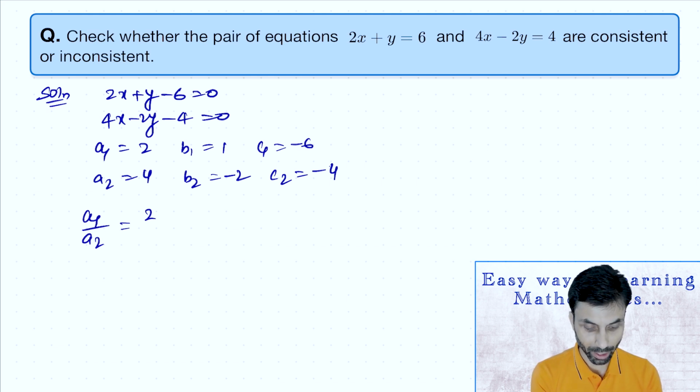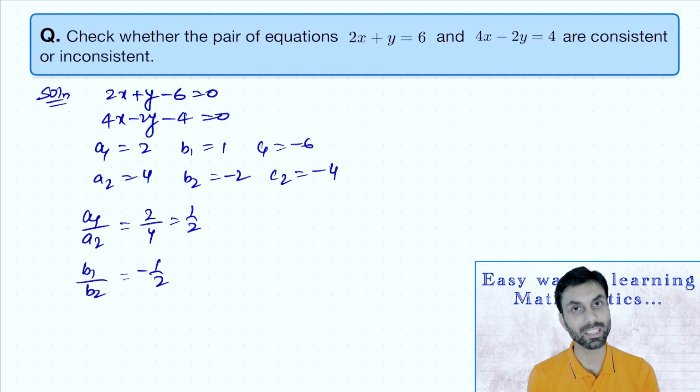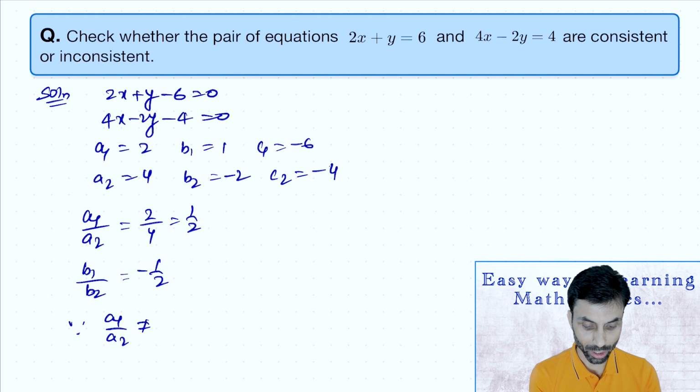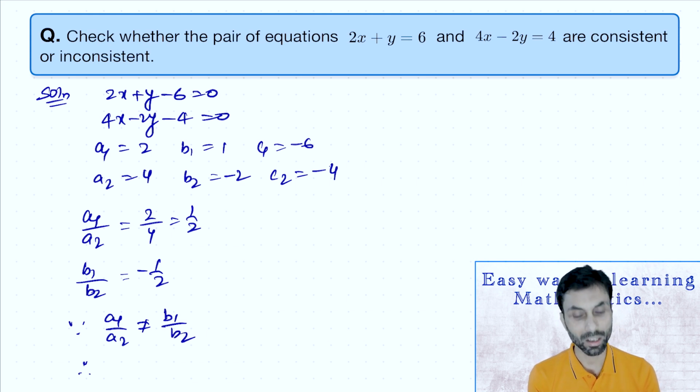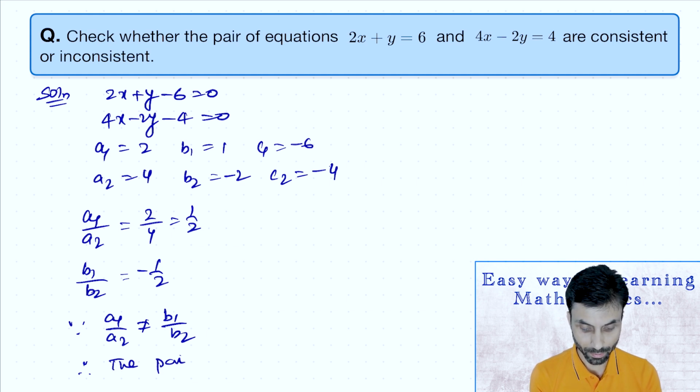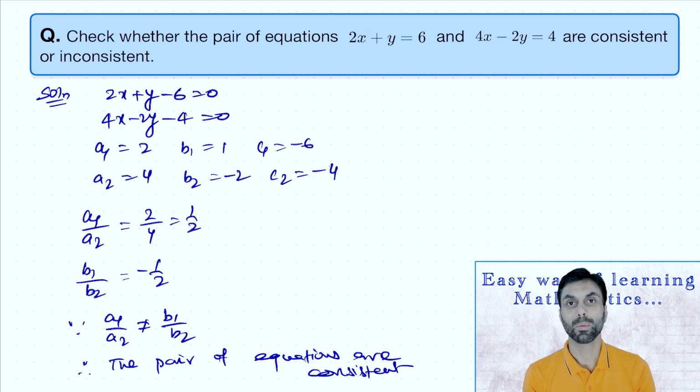a1 upon a2 will be 2 upon 4, which is 1 upon 2. b1 upon b2 will be negative 1 by 2. And as in this case, since a1 by a2 is not equal to b1 by b2, therefore the pair of equations are consistent. So we can say the pair of equations are consistent. Moving to the next question.